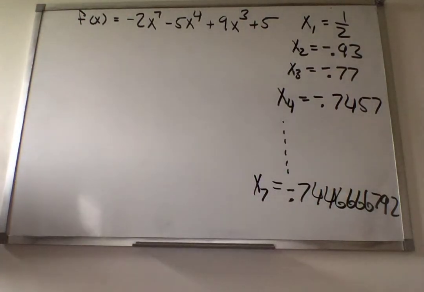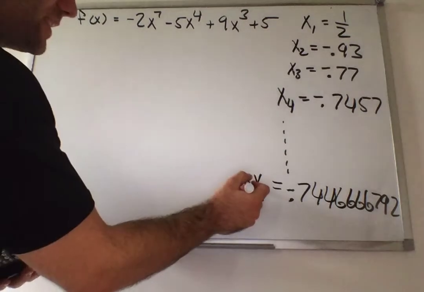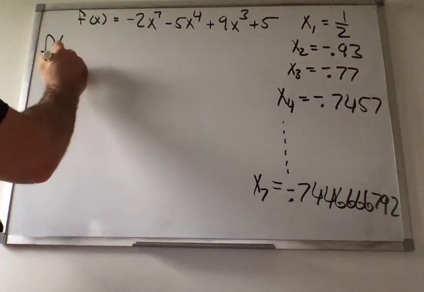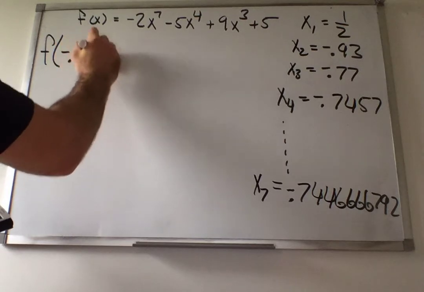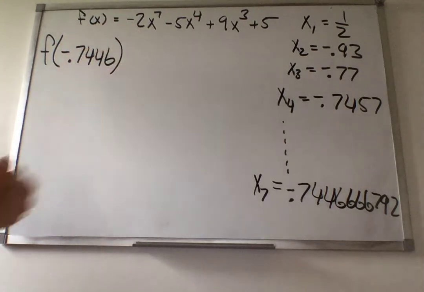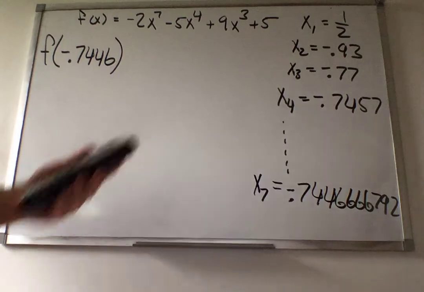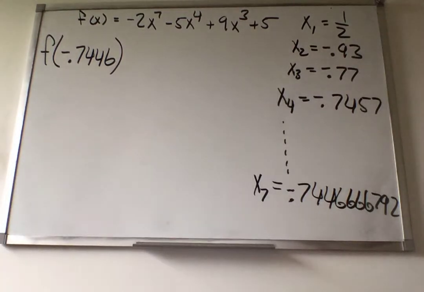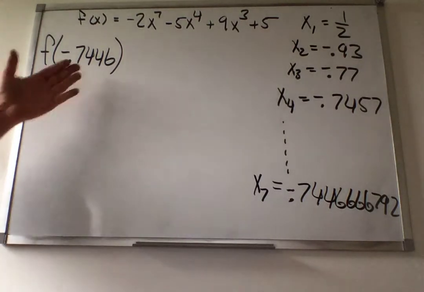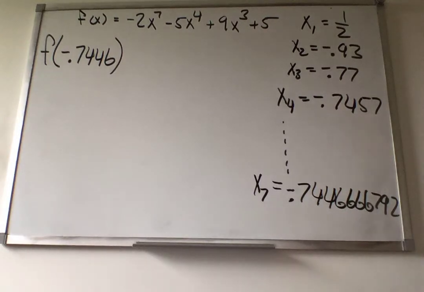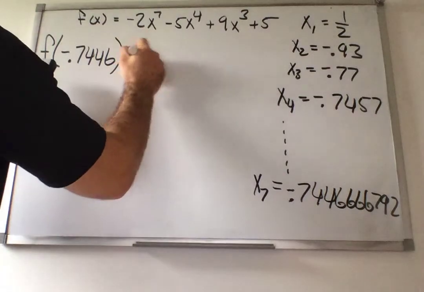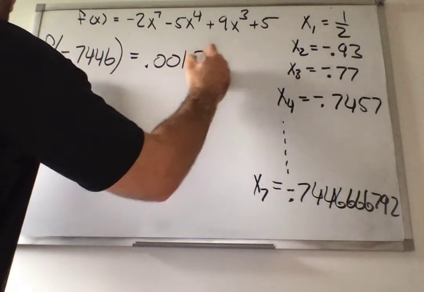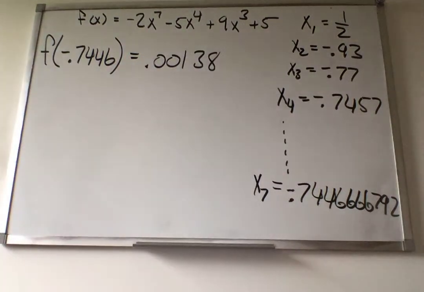So let's go ahead and test it out. Let's take this number and plug it in. So f of negative 0.7446. I'm not going to plug in all of the digits. If you plug in all the digits, it might give you 0 or a value much closer to 0 than this one. So let me plug this in real quick. Negative 0.7446. You get 0.00138. That is really close to 0.